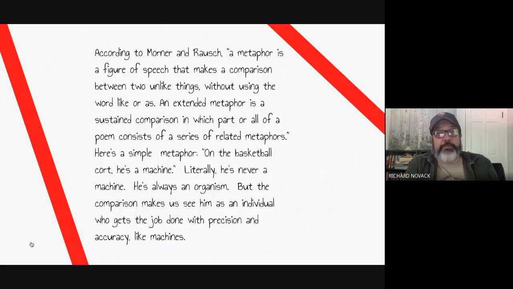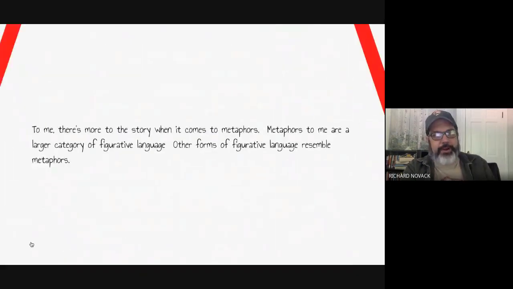That's an example of a metaphor, right? So here's an example of a metaphor. On the basketball court, he's a machine. Literally, he's not a machine. He's an organism. But the comparison makes him seem like someone who gets the job done with precision and accuracy on the basketball court, right? That's how a machine is being compared to a person. They're not literally the same thing. They are metaphorically compared. To me, there is more to the story when it comes to metaphors.